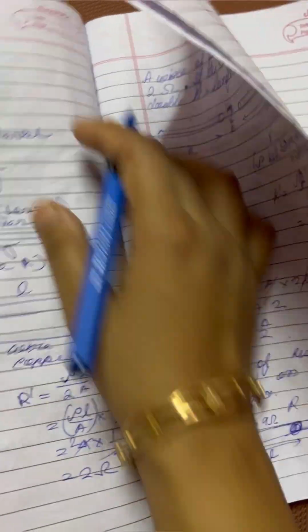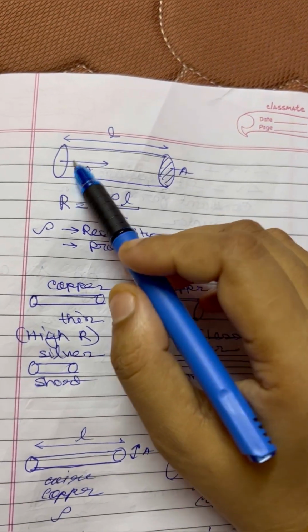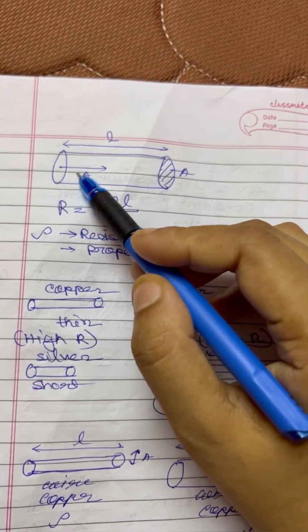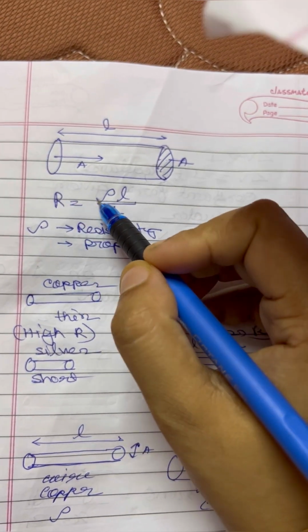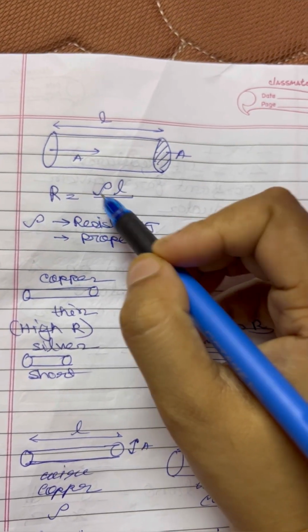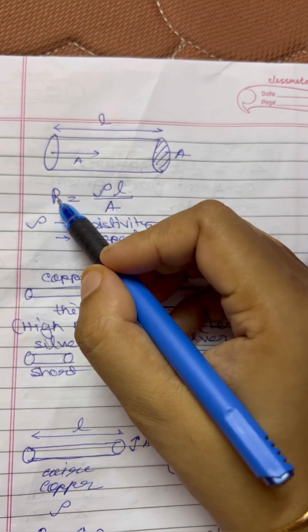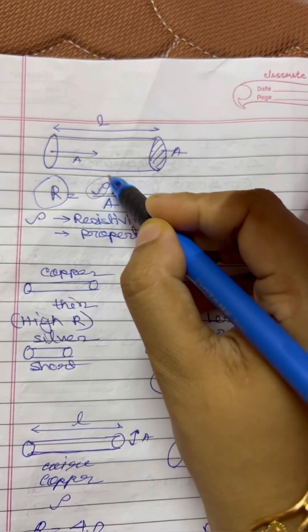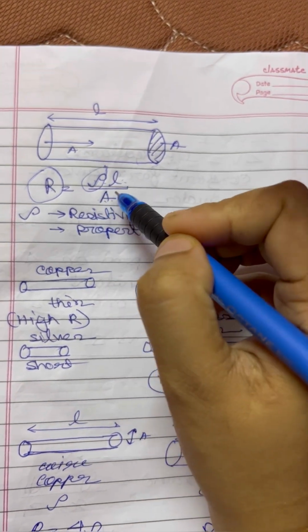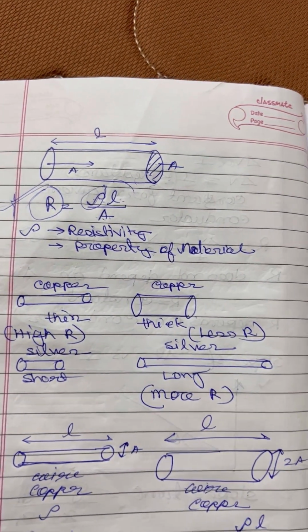Okay, now we will do some sums. There is a conductor, the cross-section area is A and length is L. So we know resistance is equal to rho L by A. Rho is the resistivity, big R means the resistance, rho is the resistivity into L by A. So this is the formula. This is a very important formula.